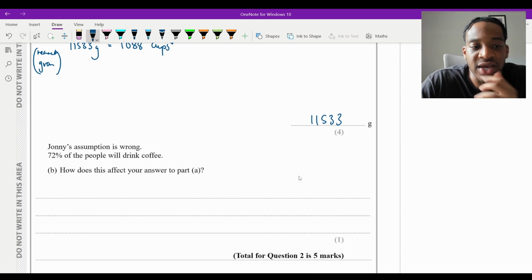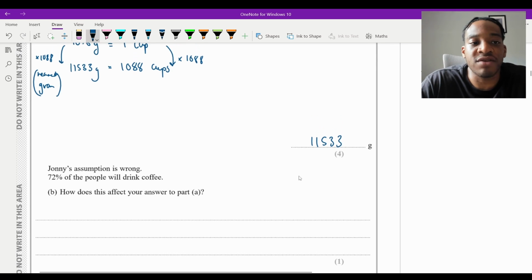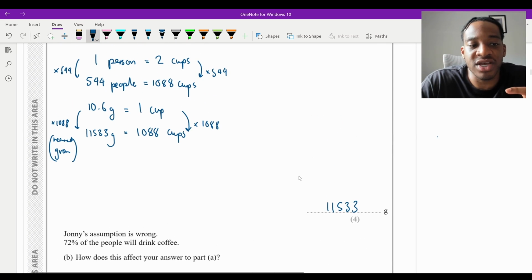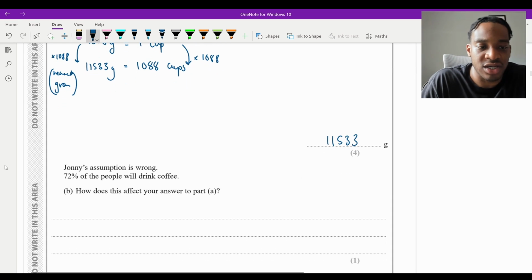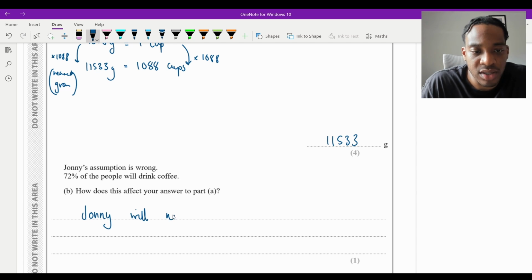Now part B says Johnny's assumption is wrong. 72% of people will drink coffee. How does this affect your answer to part A? Well, our answer to part A was how many grams was needed for 68% of people, right? Now, if there's a higher proportion, i.e. 72%, if there's a higher proportion of people that need coffee, then the way it will affect our answer is that we're going to need more grams, or he's going to need more cups of coffee. So all you need to say is something along the lines of Johnny will need more cups of coffee.